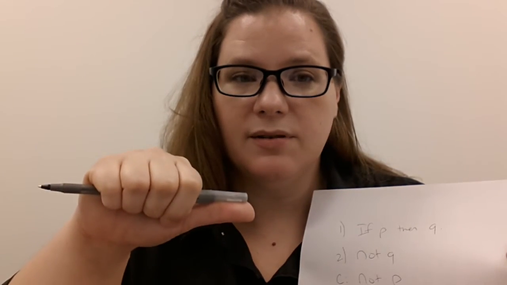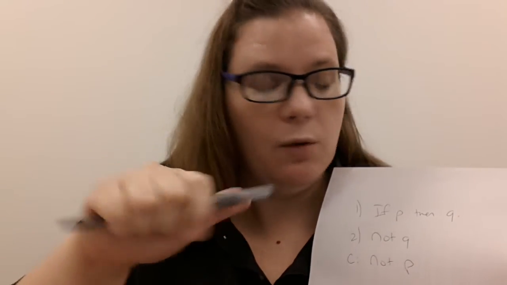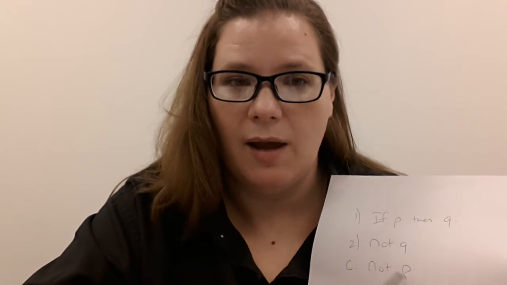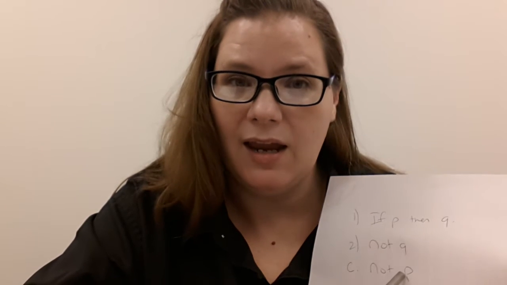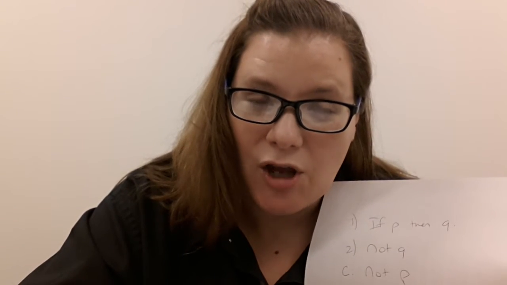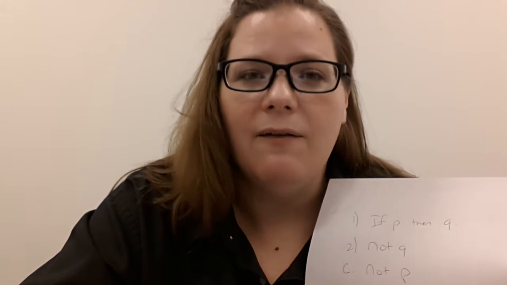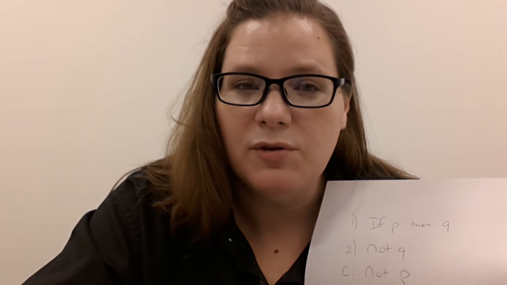If I open my hand, then the pin drops. Premise 2, the pin did not drop. Well, if the pin did not drop, I couldn't have opened my hand, so not P, because if I had opened my hand, what would have happened? The pin would have dropped. So, is this valid? It is. A valid argument. If the premises are true, the conclusion has to be true.